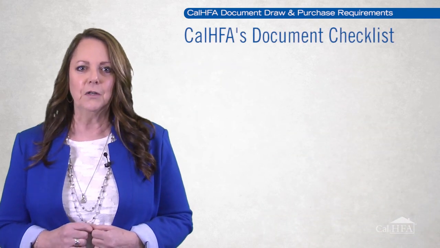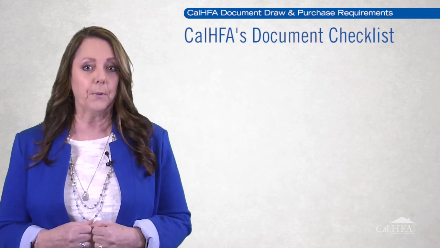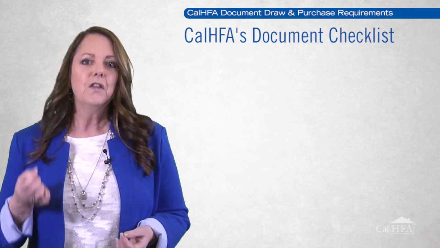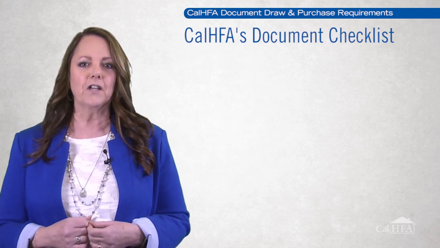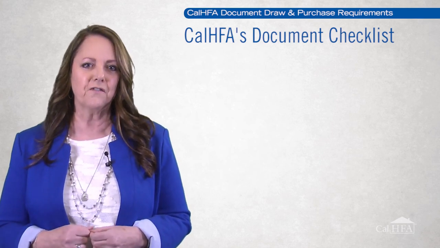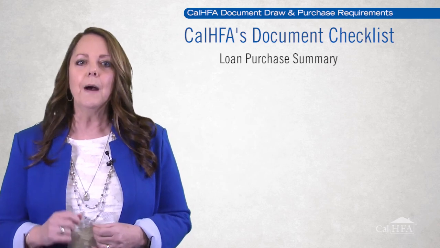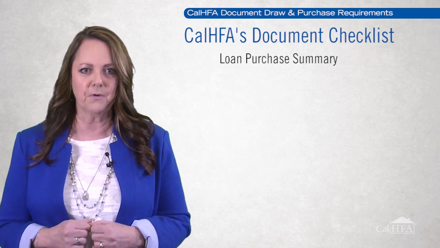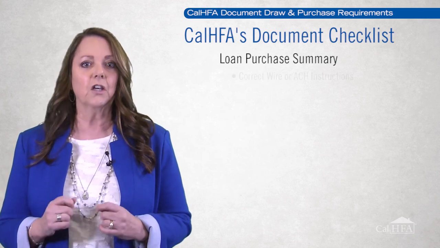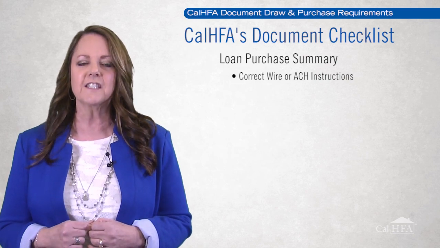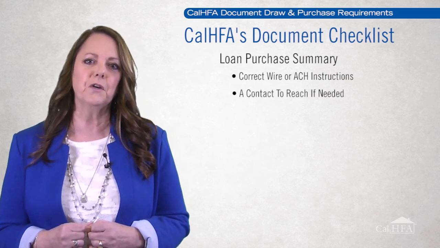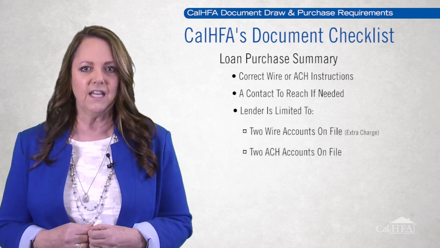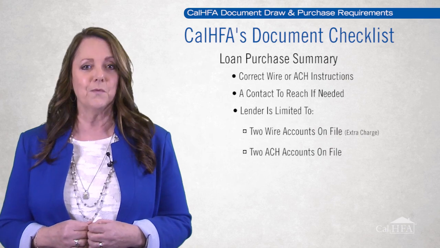Each subordinate loan must be sent to CalHFA for purchase. CalHFA will retain the servicing for all subordinate loans. The following is all the required documents to be submitted for each CalHFA subordinate loan. When you upload the subordinate loan purchase package, make sure you complete the loan purchase summary in MAS, including the correct wire or ACH instructions and a contact for us to reach out to if we have questions on the loan. Each lender is limited to 2 ACH accounts on file with CalHFA at one time.